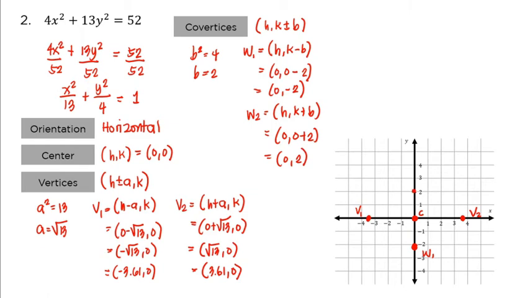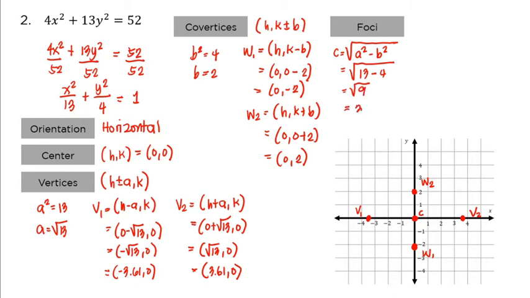This is our W2. Okay? For the last one, for the foci, that is c units away from the center. So we will have the formula c equal to the square root of a square minus b square, right? A square is 13 minus b square is 4. So we have square root of 9, which is 3. So your foci are 3 units to the left and to the right of the center.